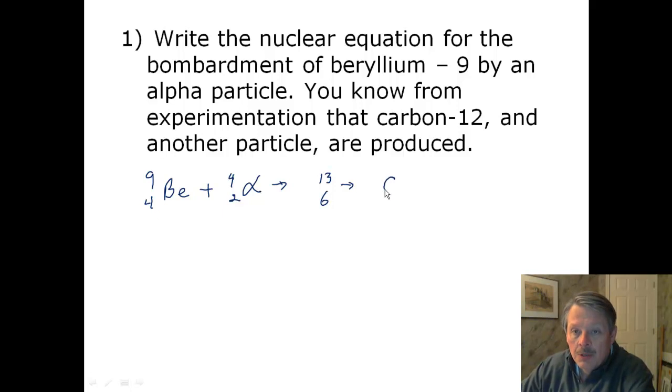All right, and it says we're producing carbon-12. So the 6 we've taken care of, but we still have 1 on top. So we have to put a 1 up here and a 0 down there. Well, if you have something that has no charge, but it has a mass of 1, that thing is going to be a neutron. Okay, so that's our equation.